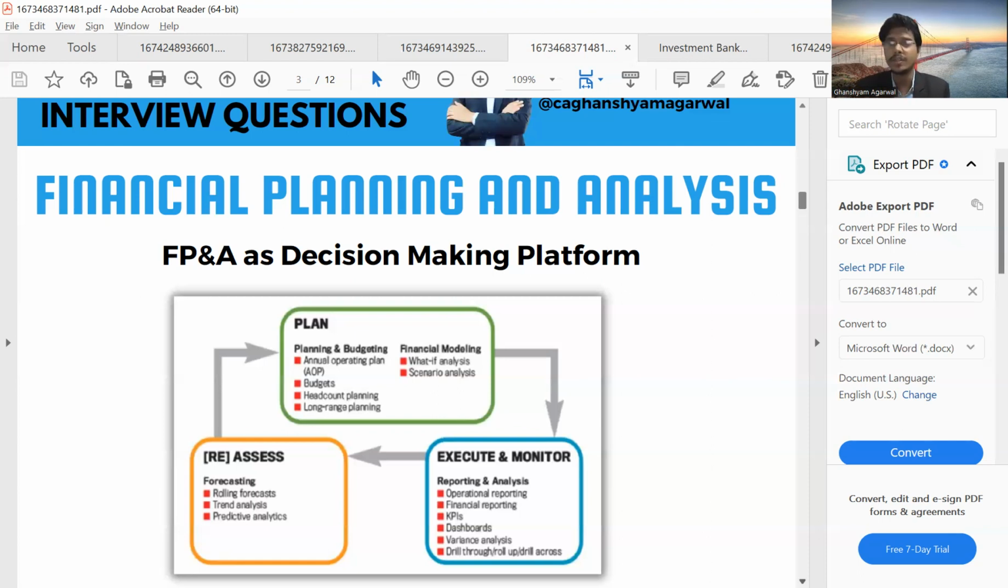For example, Hindustan Unilever is thinking of doing a merger or acquisition with another firm. The FP&A team will be there, guiding on this, whether it will be profitable or not. So these are the things that they will be doing.